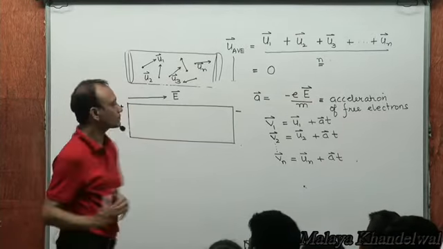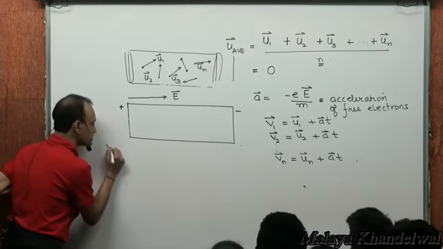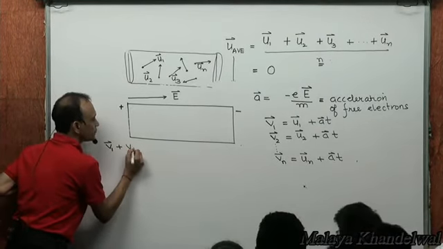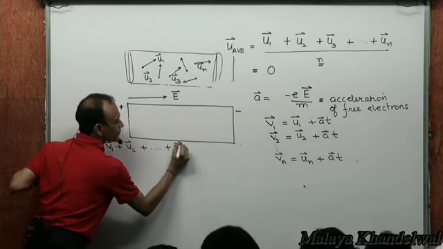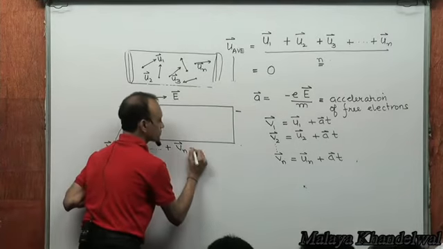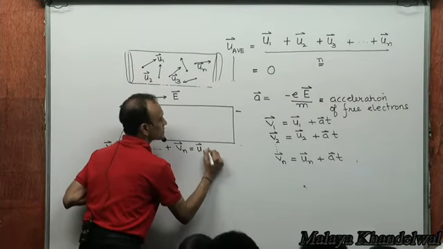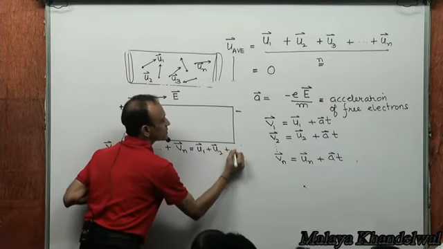Now let me add all of these, right? So if I add all of these, I get v1 plus v2 plus vn equals u1 plus u2 plus un plus a into nT. A into nT, yes or no? T is the average relaxation time.